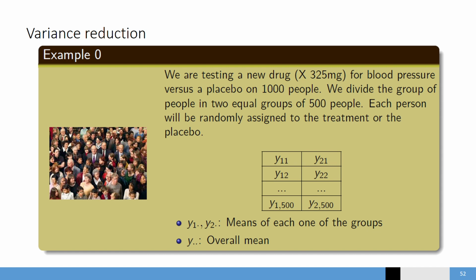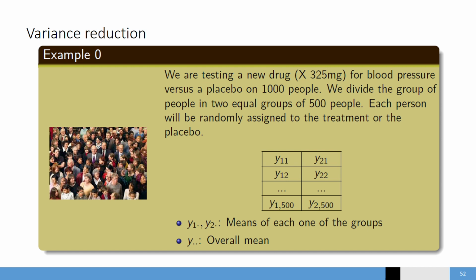Okay, more about blocks. Let's say that we are testing how a new drug affects blood pressure. So you have a group of people. All of these people are hypertensive, so they have high tension, and we divide these people into two groups of 500. Let's say we have 1,000 people, and then we divide them in 500. One of them will receive the control, the other one will receive the new drug.